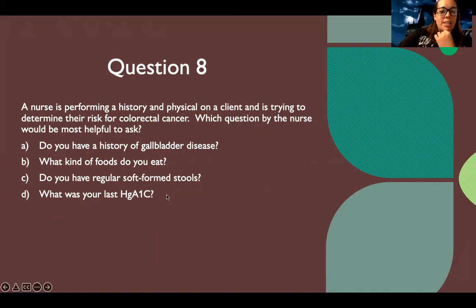And last but not least, what was your last hemoglobin A1C? Now, I don't think diabetes is a risk factor for colorectal cancer. So I think the best answer here is going to be B, because there are certain foods, like a low fiber diet or some meats, that do increase your risk of colorectal cancer.